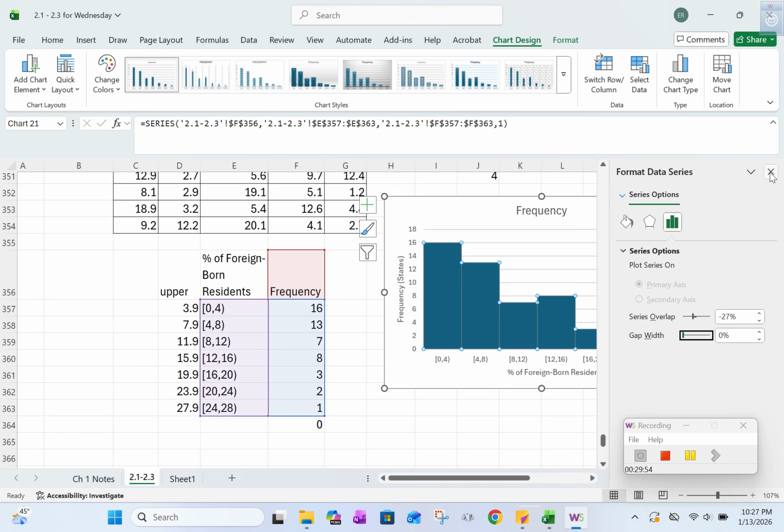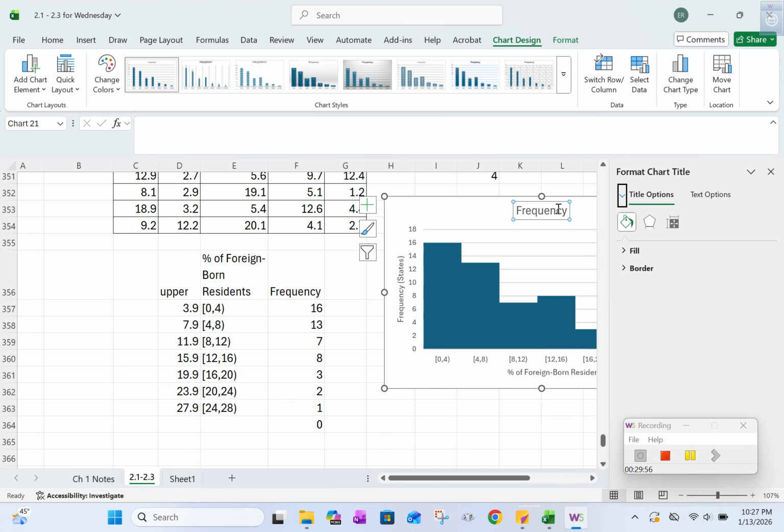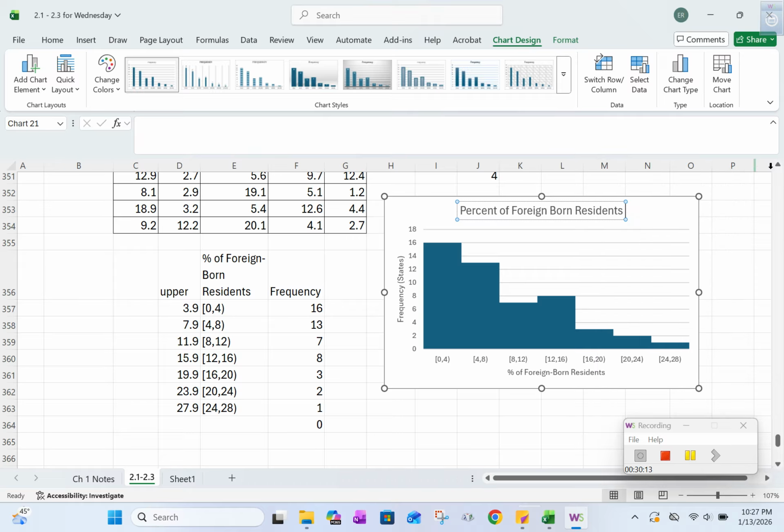Okay, and the last thing we're going to do is add a nice descriptive title. So that basically just means put the two labels that you have together. So this is the percent of foreign-born residents by state, or for the U.S.